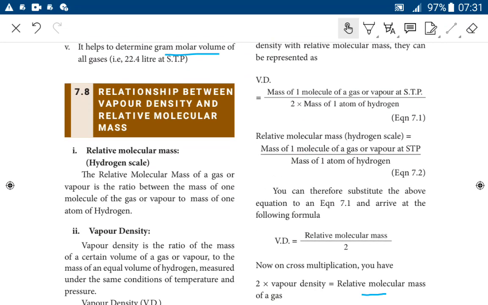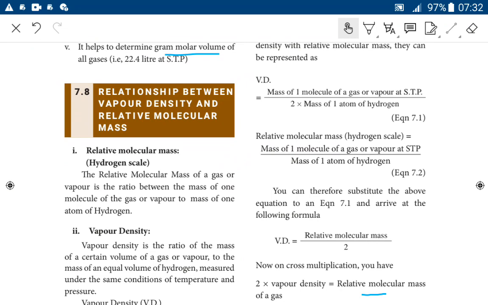Next one, the relation between vapor density and relative molecular mass. This is also an important topic and will be asked in the 5-mark questions. How will you bring out the relationship between vapor density and molecular mass? First you have to define what is relative molecular mass, then what is vapor density, then you have to combine these two and bring out the relationship.